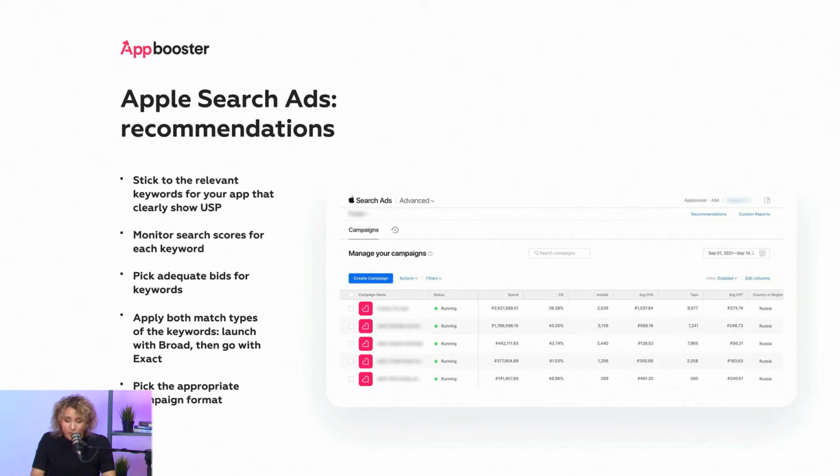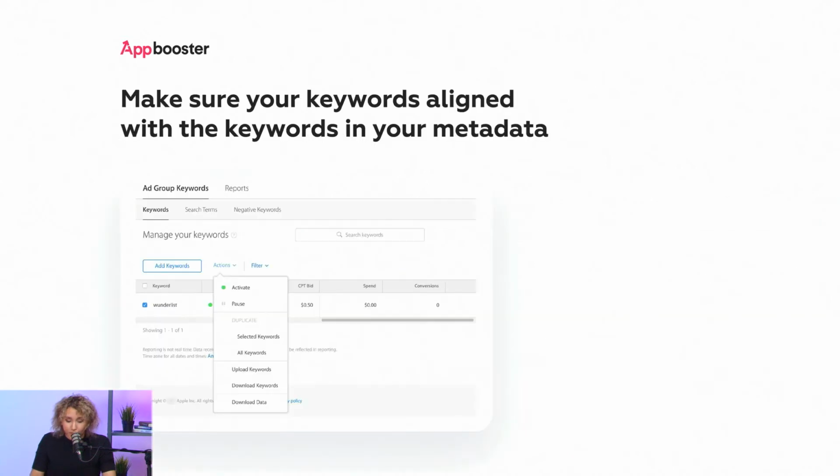And what we recommend here is stick to the relevant keywords for your app that clearly show the USP. Please monitor search scores for each keyword and pick adequate bids for keywords. Apply both match types of the keywords. Launch with broad and then go with the exact match type. And also pick the appropriate campaign format.